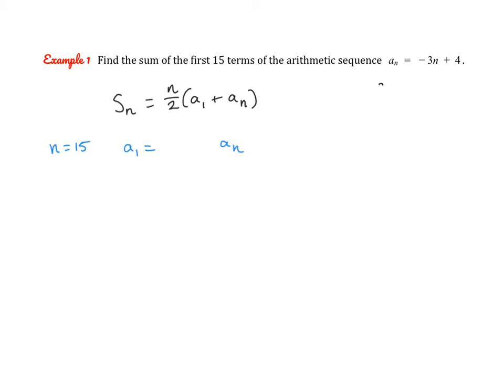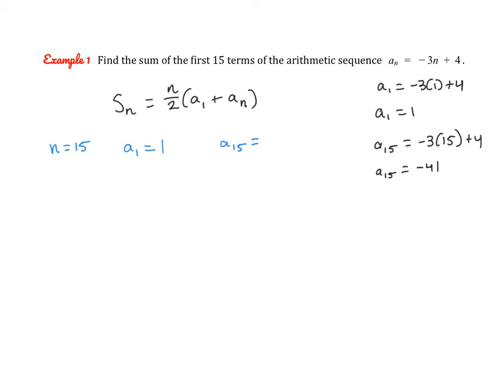So let's figure out what's the first term. We substitute n with 1, so -3 times 1 plus 4. So a sub 1 is 1. And let's find our last term, a sub n, which in this case should be a sub 15. So we're going to find the 15th term. We do -3 times 15 plus 4. So our 15th term, which is the last term of our series, is -41.